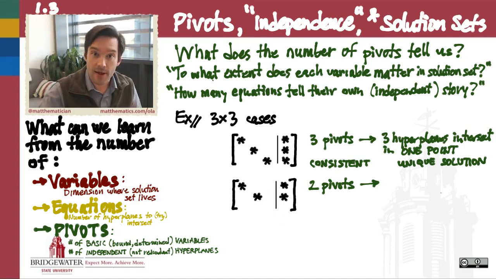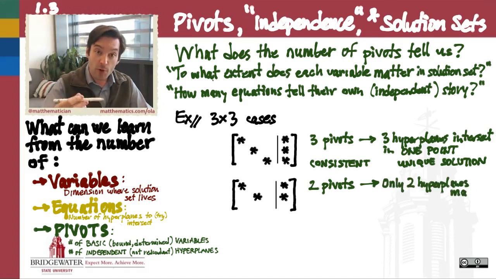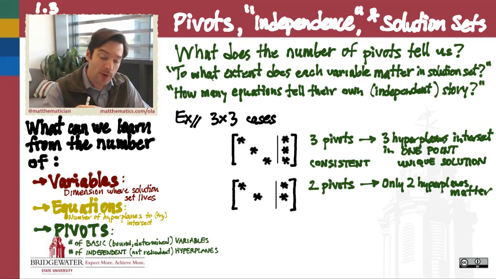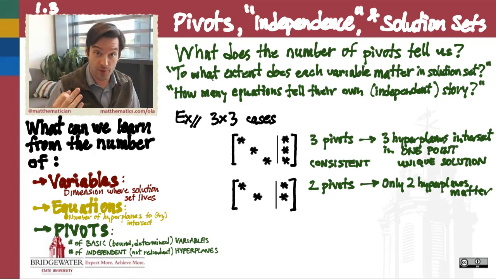So what story is this telling? The fact that I have 2 pivots. Well, we could think of it from the rows viewpoint, that only 2 of the hyperplanes in my system are actually going to matter. Only 2 of them are telling their own story and helping me determine the solution set. And so the third one is redundant of the other two. The story that the third one tells is not independent. It's not essentially different from the story that the other two are telling me.